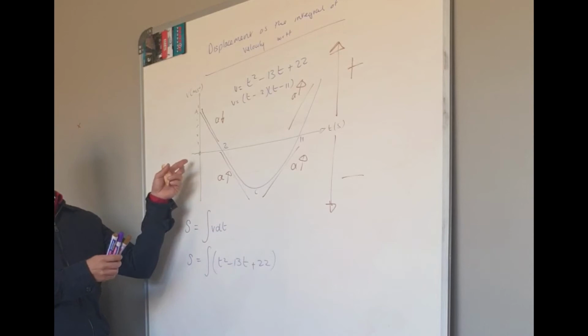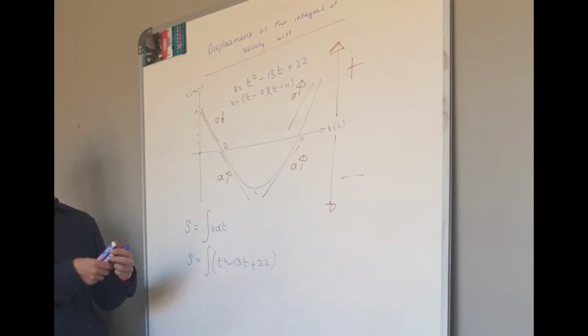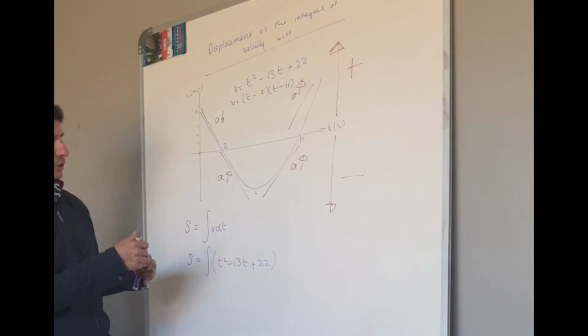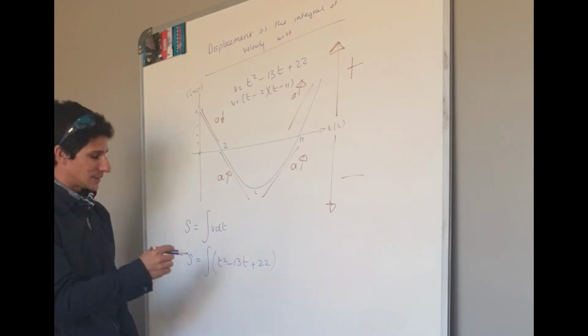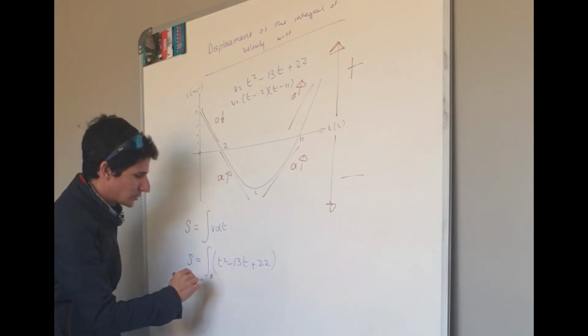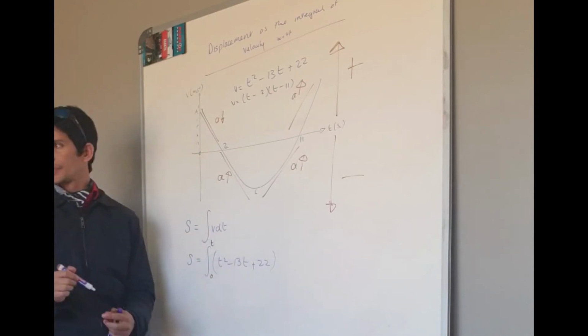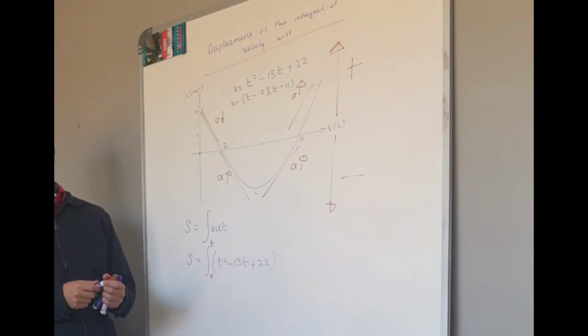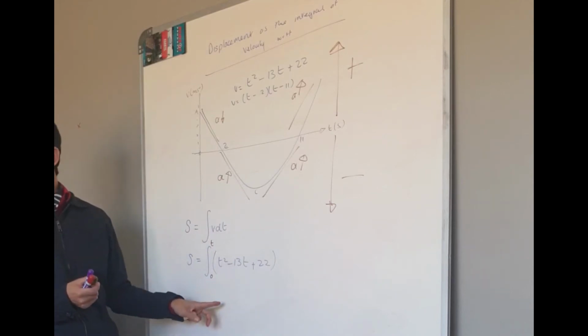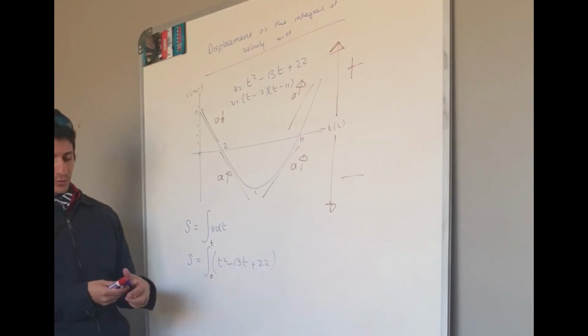My starting time is zero, and so Charlie will become zero. Alternatively, some ways you might see this is I start at zero, and I go to time t. You can use either method. I'll show you in a second when we do some examples where this comes from.